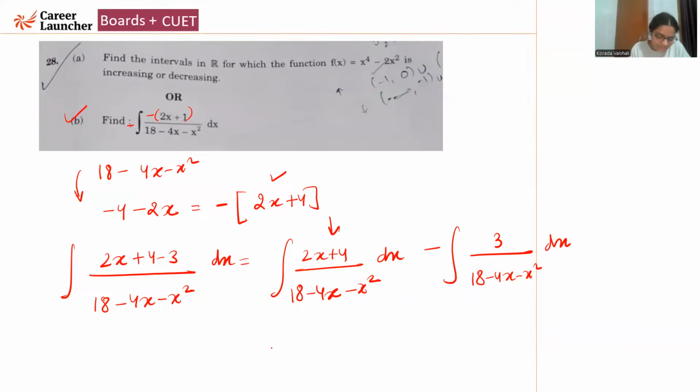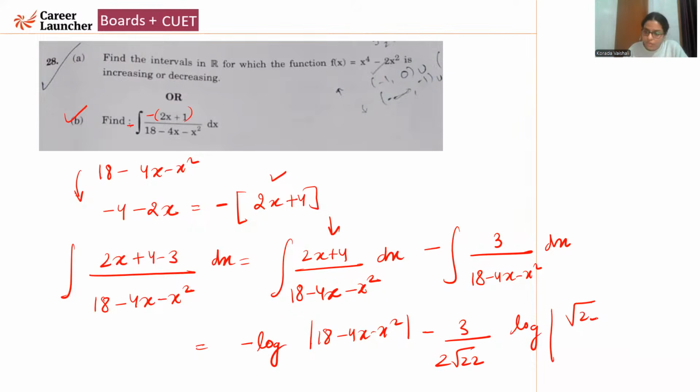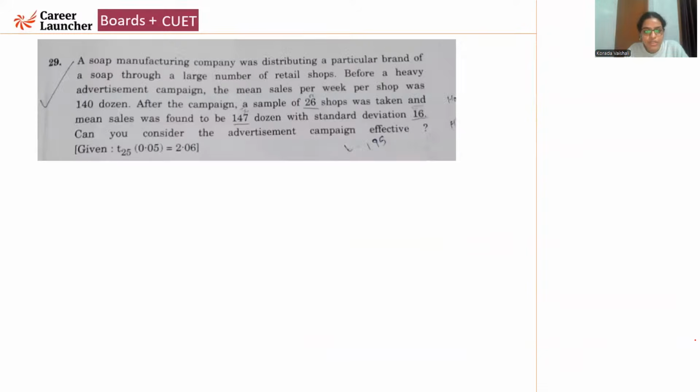So I'll write the direct answer here. Your direct answer should be minus of log. So this is equal to minus of log, the same expression because of substitution laga rahe ho. Then minus of 3, 2 under root 22 log of under root 22 plus x plus 2 and divided by under root 22 minus x minus 2 plus the constant of integration. So this should be the final conclusion in this question कि final जो answer है वो इस तरह का होना चाहिए, right? So this completes question number 28 and let's move on to question number 29.